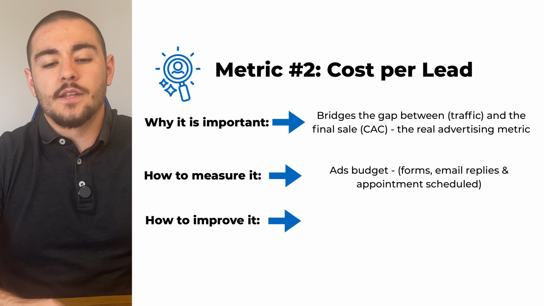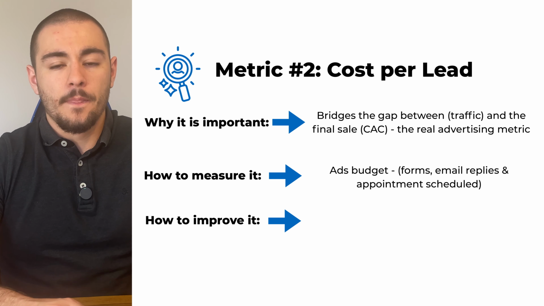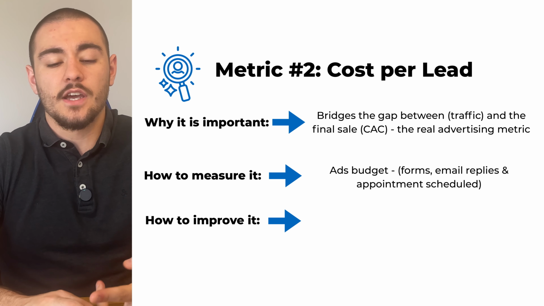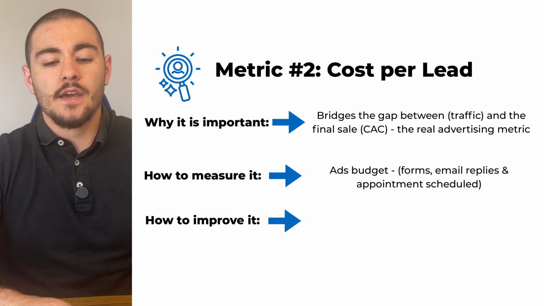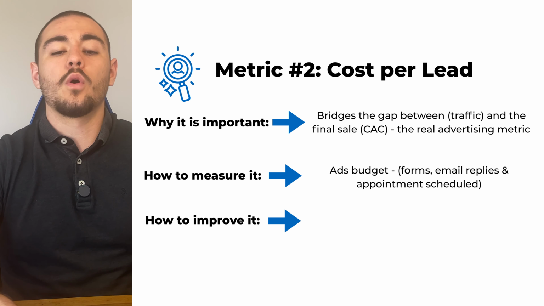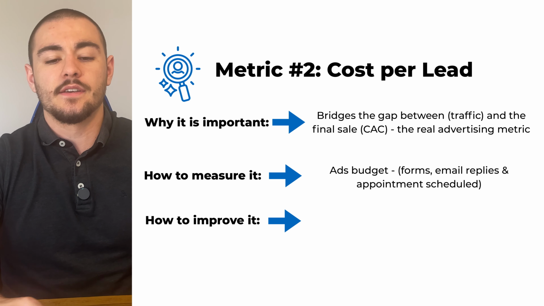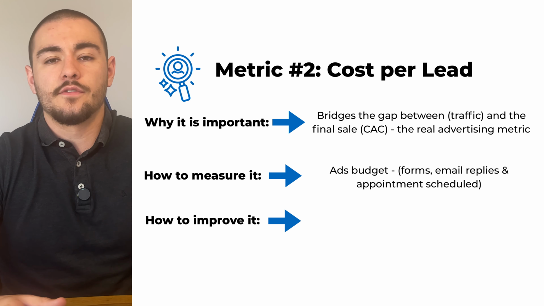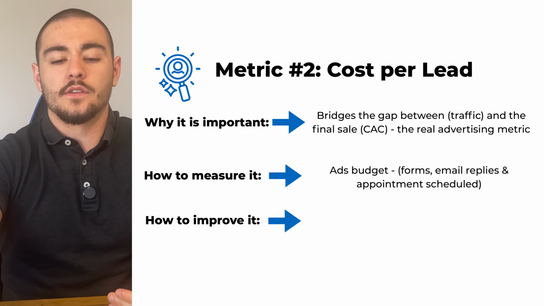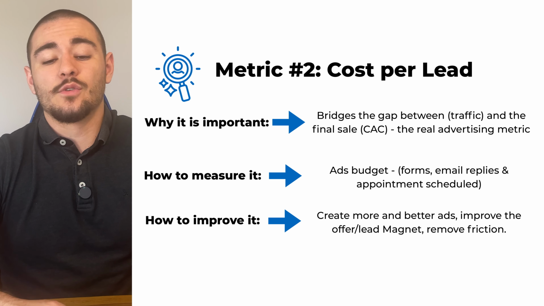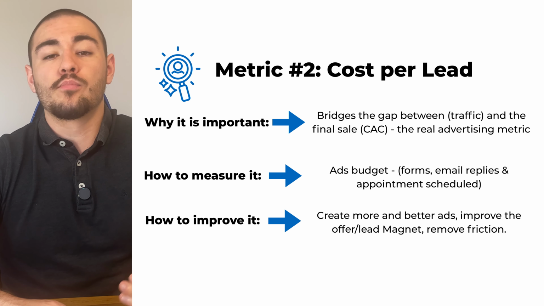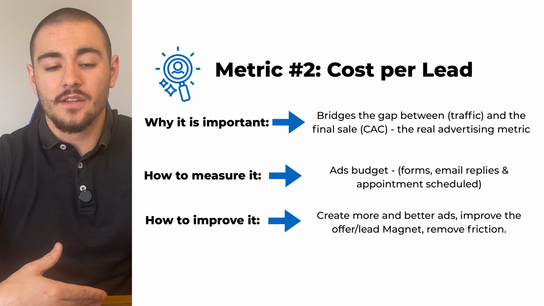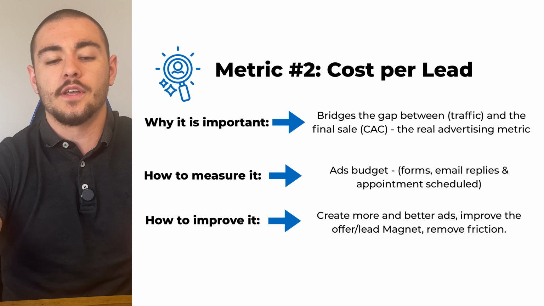How to measure it? That's going to be what's your ads budget, right? From that, you're going to be able to know how many forms, how many email replies or appointments scheduled, whatever is your main metric that goes from a view to a qualified lead, right? A cost per lead. So your ad budget, if you spend $10,000 a month and you got 50 leads, you can do the math very quickly. The way you improve it is, again, to create more and better ads, to improve your offer, your lead magnet, remove friction. There's actually a very long list for this one. Of course, I'm going to cover it in just a second.